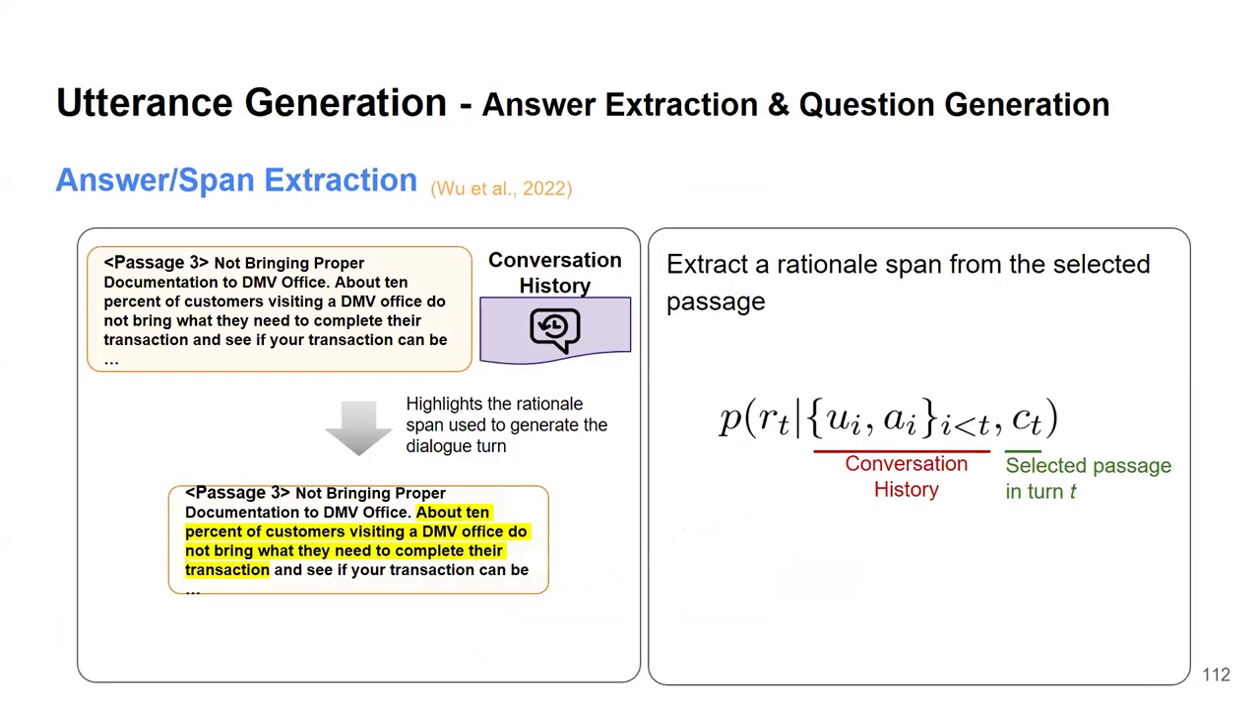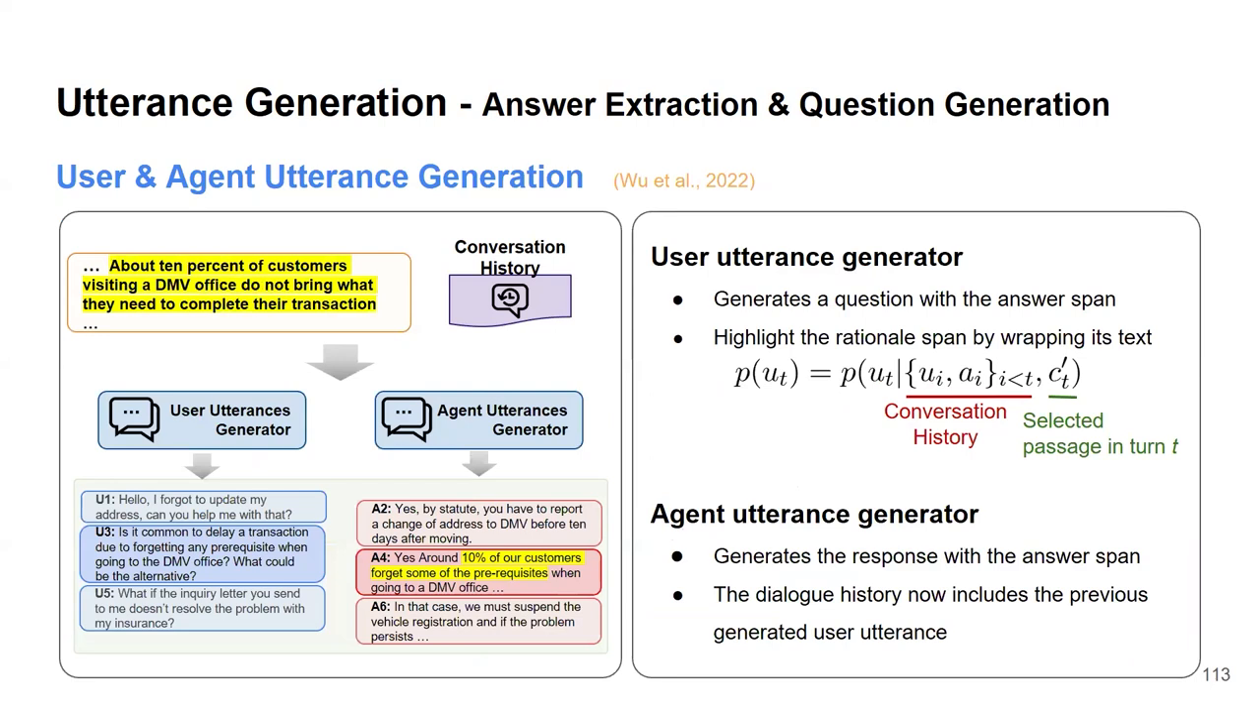The first component works like this. Given a passage and the conversation history, it highlights a part of the passage on which the dialogue turns will be generated. And for the user and agent utterance generation, given the highlighted passage and the conversation history, the user utterance and the agent utterance will be generated.